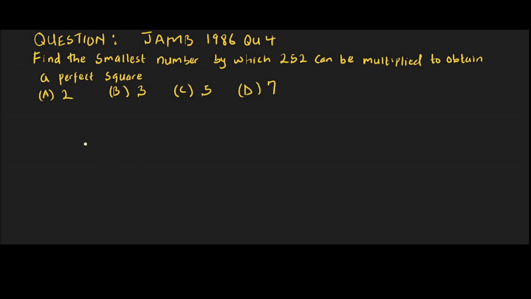Hello everyone, we have a question here and it's from JAMB 1986, question 4. The question is, find the smallest number by which 252 can be multiplied to obtain a perfect square. And here are the options. Solution.